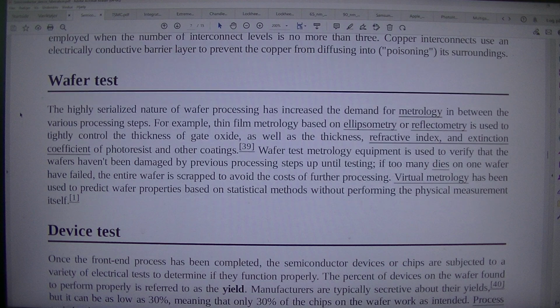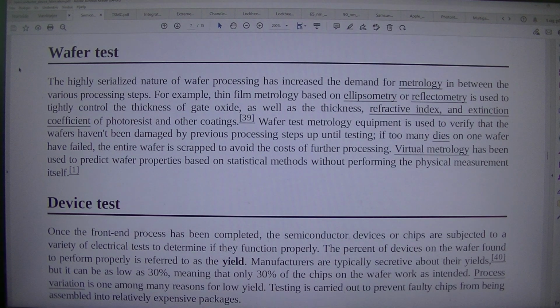Wafer test. The highly serialized nature of wafer processing has increased the demand for metrology in between the various processing steps. For example, thin film metrology based on ellipsometry or reflectometry is used to tightly control the thickness of gate oxide, as well as the thickness, refractive index, and extinction coefficient of photoresist and other coatings.